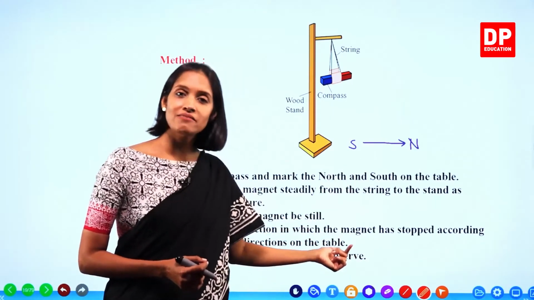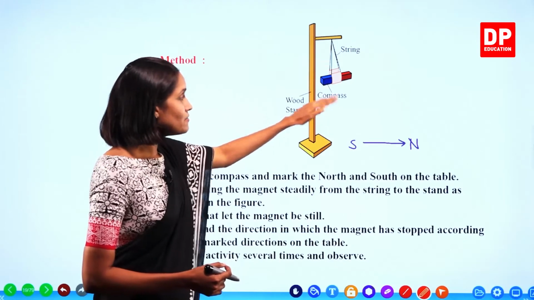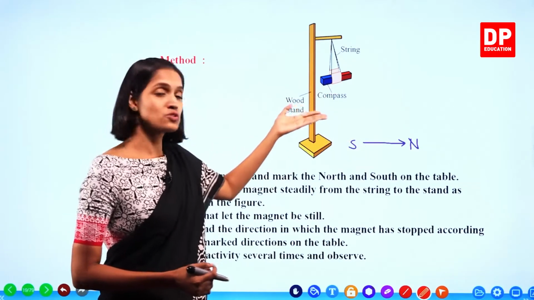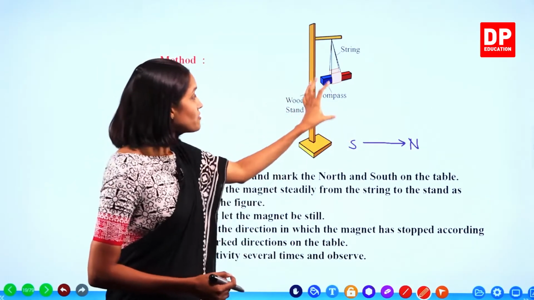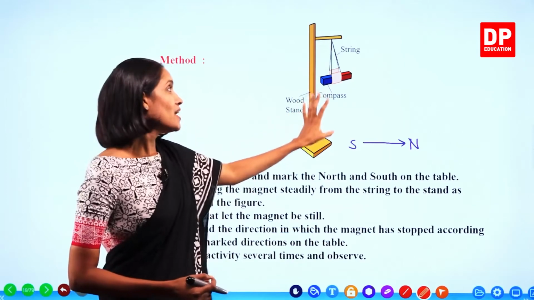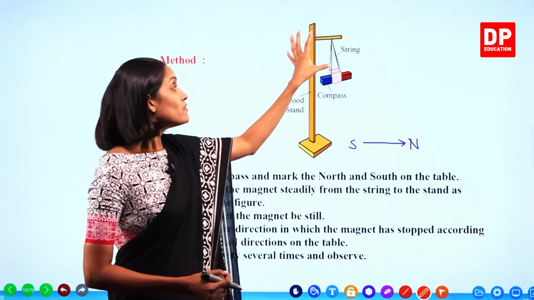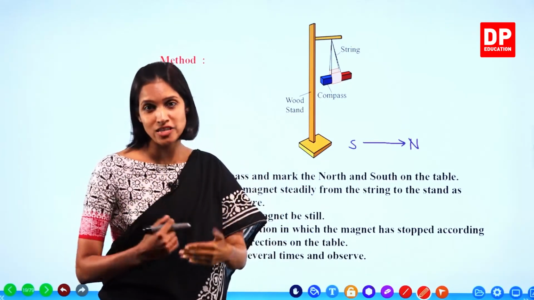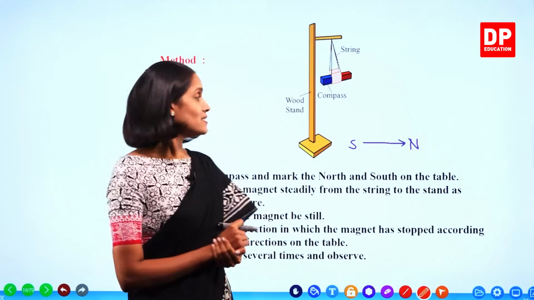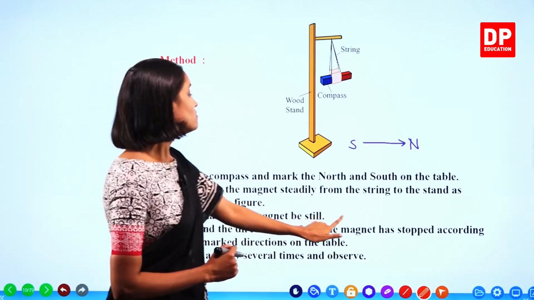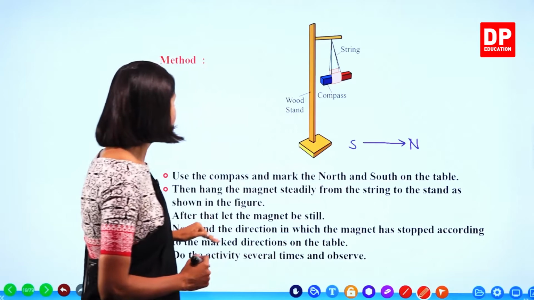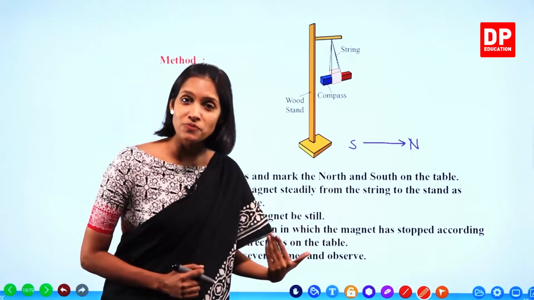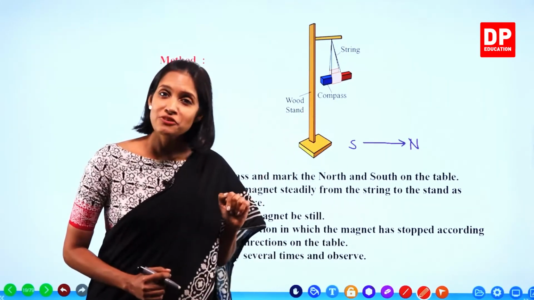How to do the activity several times? After it becomes still, we have to observe the way it faces, whether it faces towards any direction or not. Then after taking that reading, we have to move it a little bit again. When it becomes still, we have to check whether it lies still in the same way as before. Okay, children? So, find the direction in which the magnet has stopped according to the marked directions on the table and do the activity several times and observe. We will do this activity now.